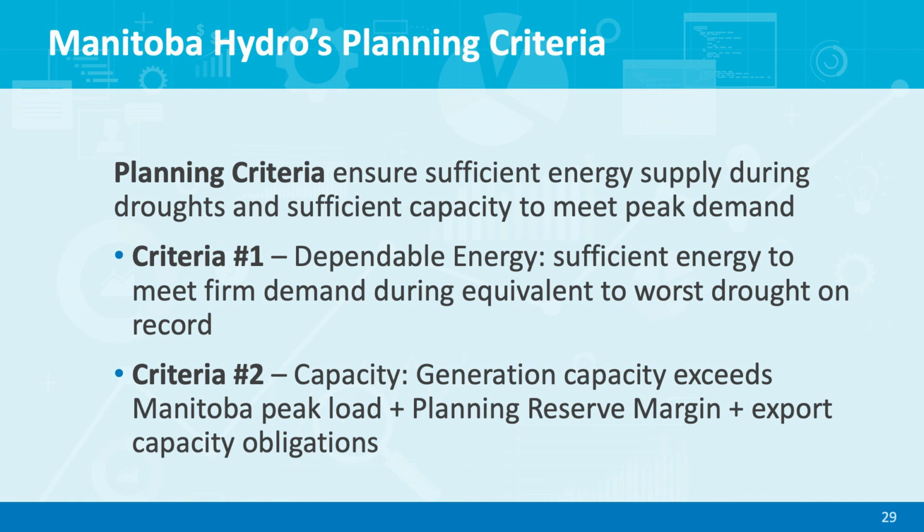The first criteria is for dependable energy. The system must be planned to ensure that there is sufficient energy to supply to meet demand during a repeat of the worst drought on record. This amount of energy is referred to as dependable energy and will be explained in more detail later in this presentation.